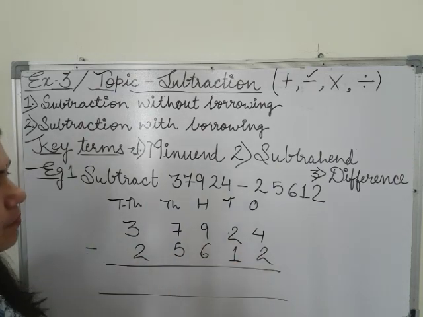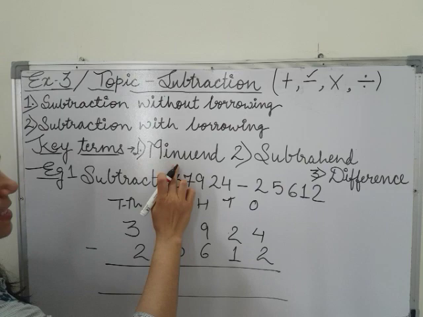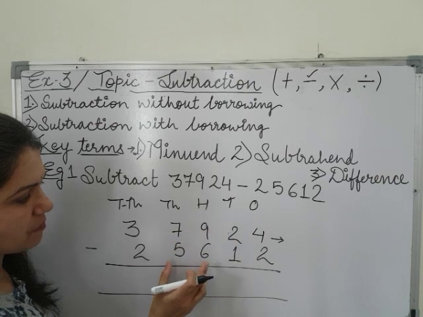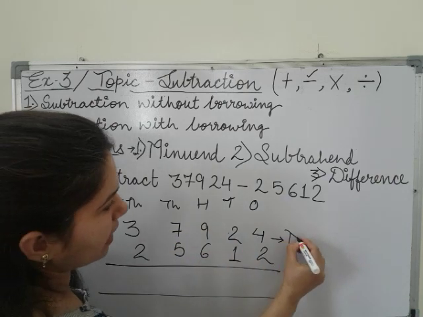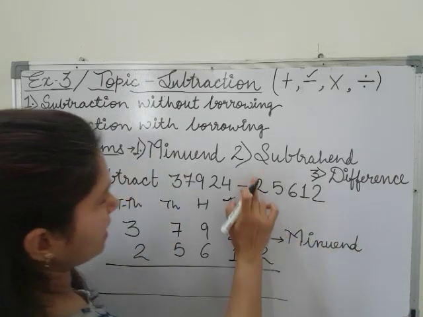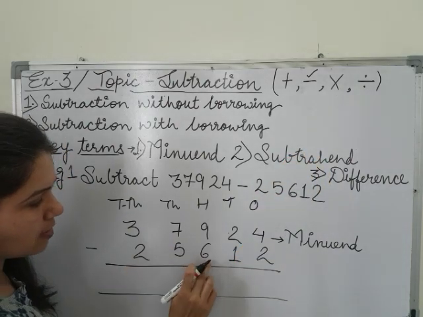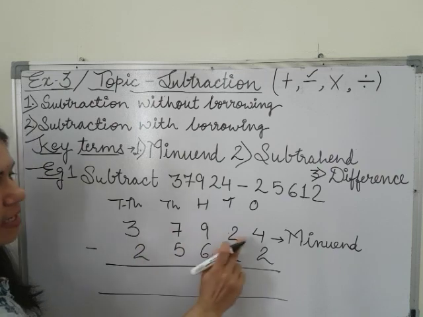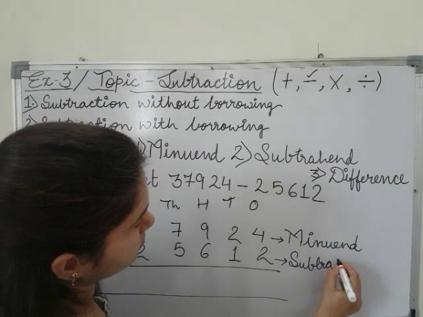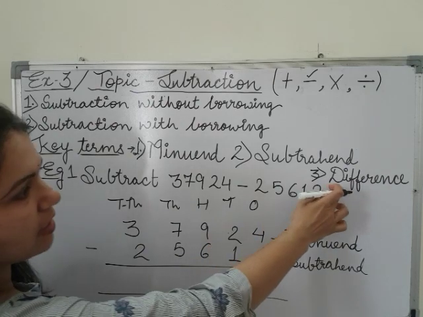Now we will subtract them. But before subtraction, first we will understand these three terms. So first is minuend. What is minuend? The larger number from which we subtract the smaller number is known as minuend. Second term is subtrahend. So what is subtrahend? The smaller number which is subtracted from the larger one is subtrahend. And the answer of this subtraction will be the difference.